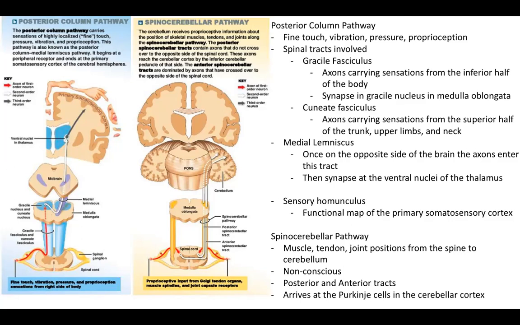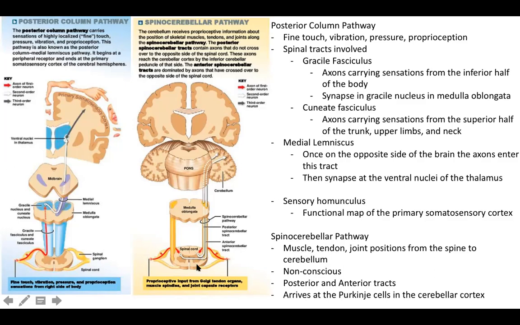And then for the spinocerebellar pathway, our cerebellum is for controlling fine movements, corrective movements, posture, things like that. So we get information from our muscles, tendons, and joints into the cerebellum. So that's what's carried on that specific track to the cerebellum. It's again non-conscious, and it goes either through the posterior tract or the anterior tract.